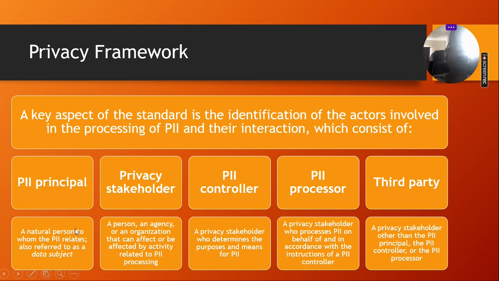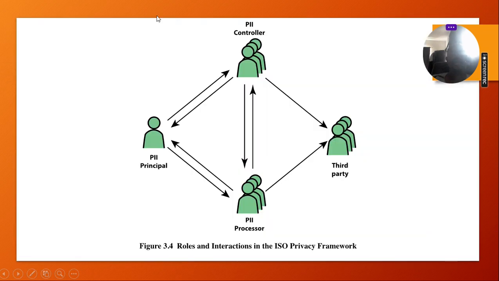When you are formulating a privacy framework, you must look at the principal, the privacy stakeholder, the PII controller, the PII processor, and the third party. Okay, let's move on quickly. This is shown here. The controller is here, then you have the third party that eventually makes use of this information. But you see the controller and the processor, they go back and forth. They give information to each other back and forth because these two are the stakeholders.